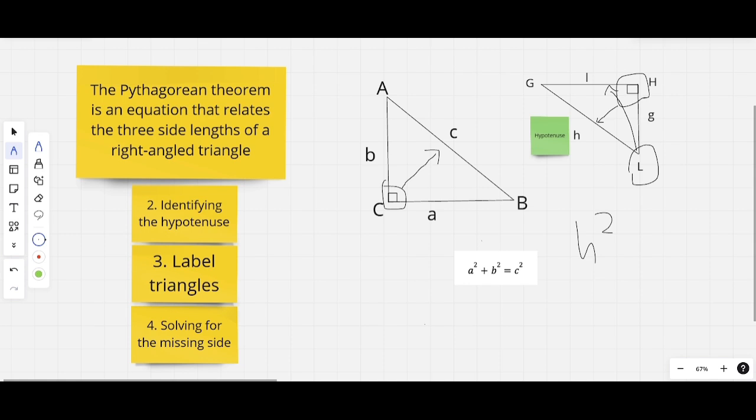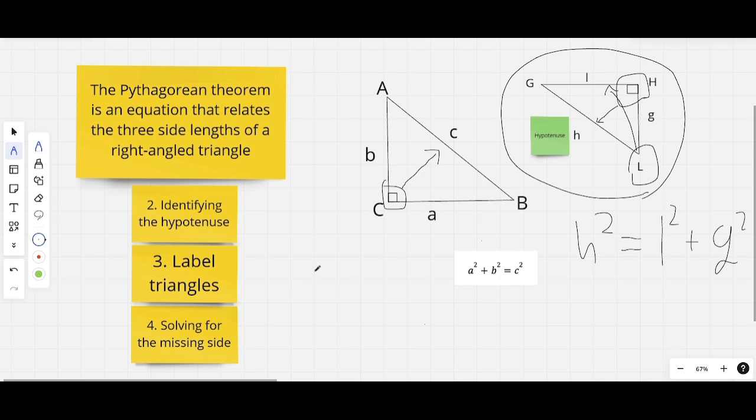Now, the other side of the equation has two variables, which represent the two sides that are not our hypotenuse. Now we know that our hypotenuse is always opposite to the right angle, so that's why the side lengths of L plus G will always not be our hypotenuse. So this is how our equation will look in terms of this triangle over here.